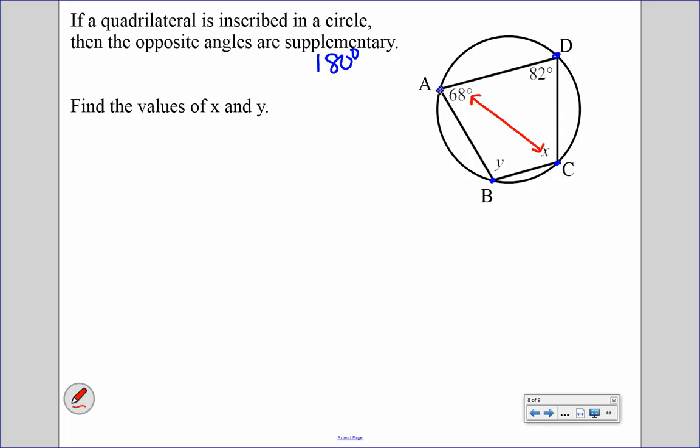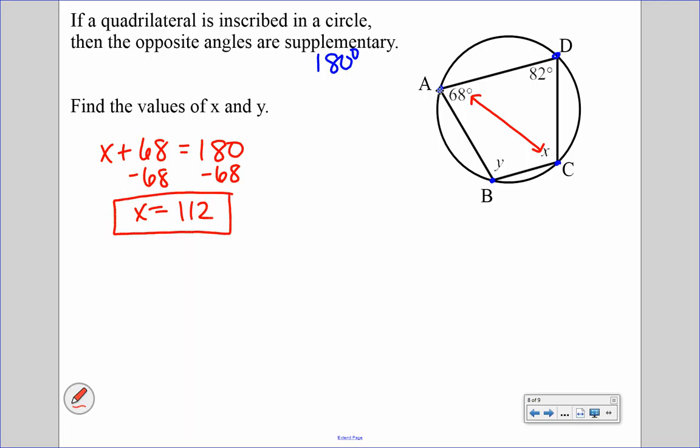So those two angles are supplementary. Well, supplementary means that they add up to 180. So I can say X plus 68 is equal to 180. So now I can just solve for X. I'm going to subtract 68, and I get 112.